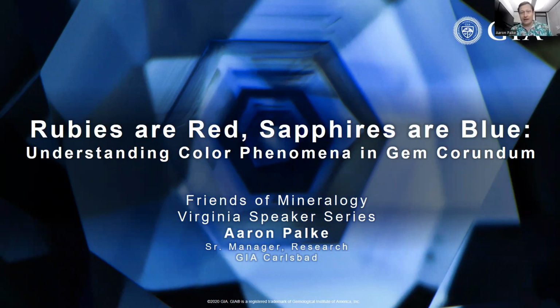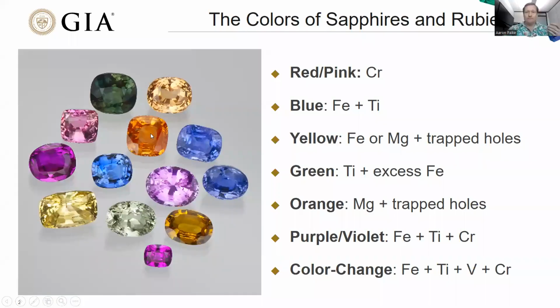So today, I'm going to give a little bit of background on one of my favorite gemstones, rubies and sapphires, the gem mineral corundum. I will start off here. This is just a big overview of the different types of colors we can see in corundum. There's a huge variety and diversity of colors in sapphires and rubies.